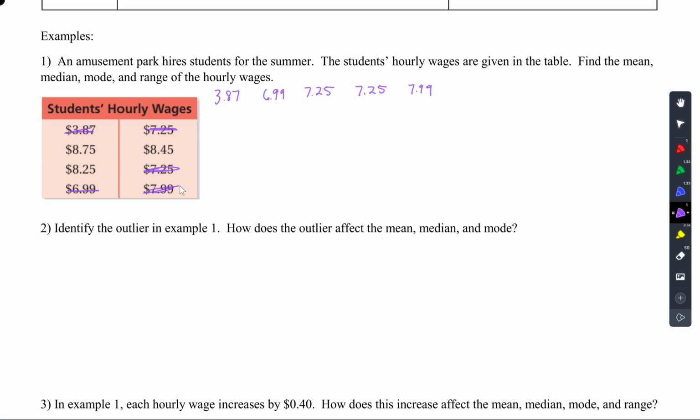7.99, 8.25, 8.45, 8.75. Okay. That might be an outlier, hey? Yeah, there you go. Okay, cool. All right, so I write them in order.